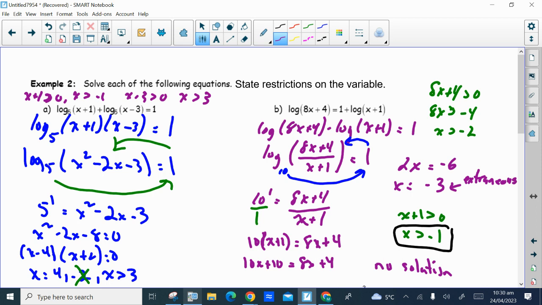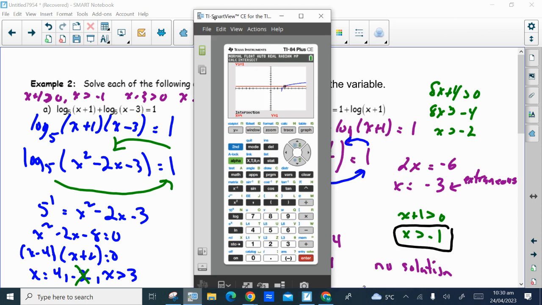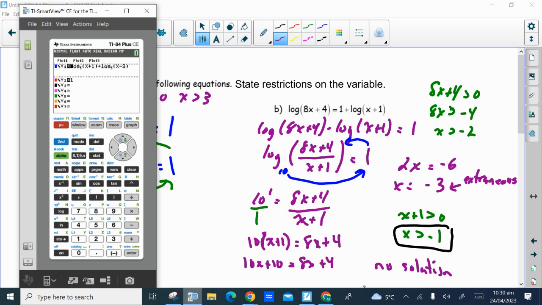And once again, that could be verified graphically. If we put both of these equations in there, because the logs are common logs, I can just use the log button. Log of 8x plus 4. Close the bracket. There's equation 1. Equation 2 will be 1 plus the log of x plus 1. So we graph, and it looks like there's a point of intersection, but let's check.